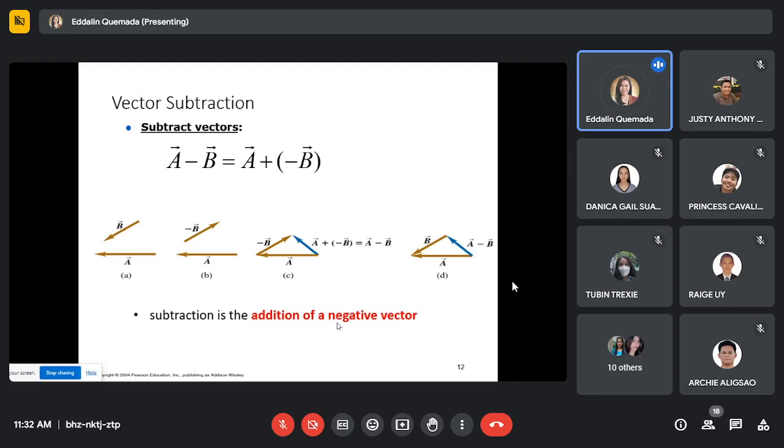So, this is now the example. We have here vector A minus vector B is just equal to vector A plus the negative of vector B. Does the equation, class, make sense? Right? No?